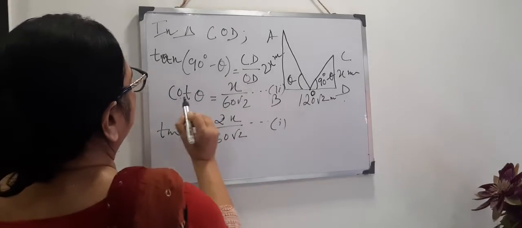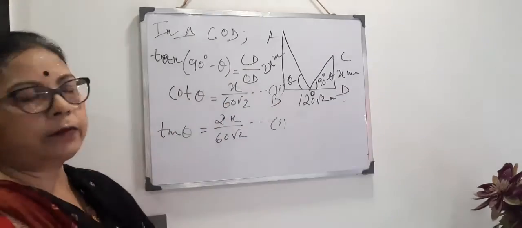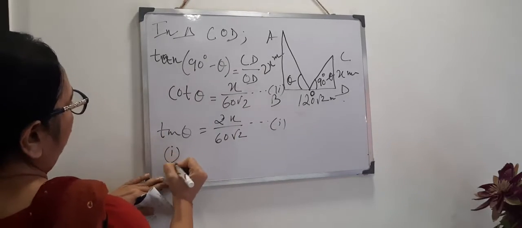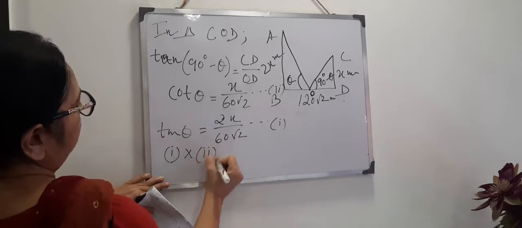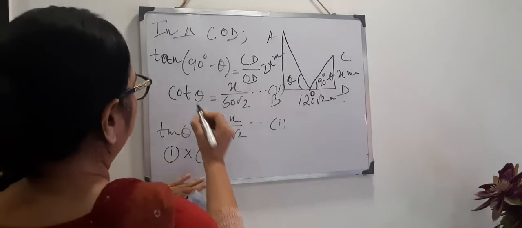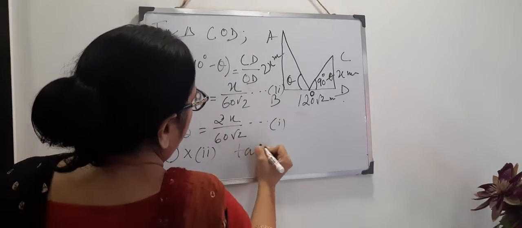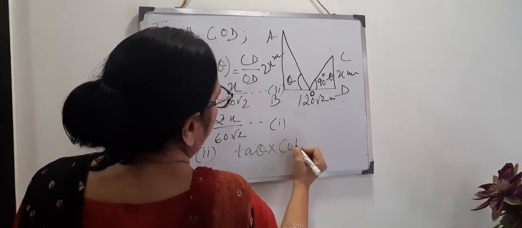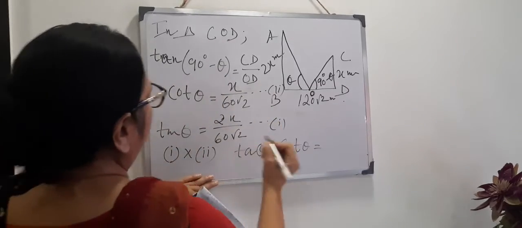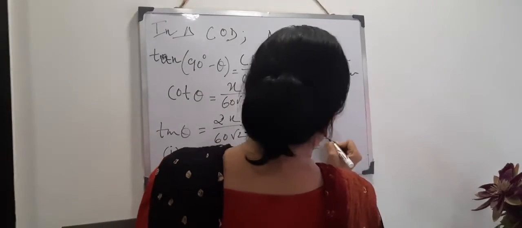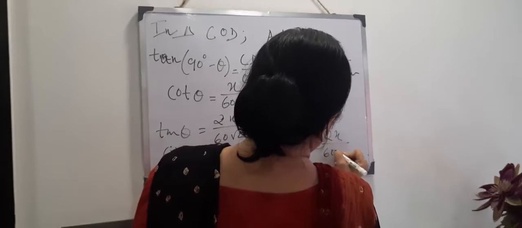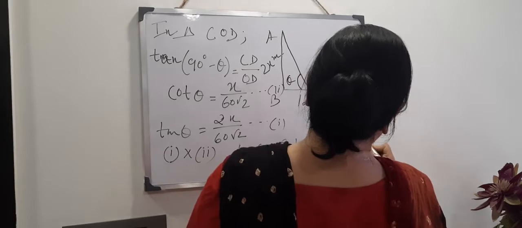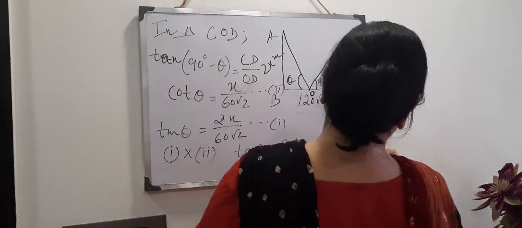And equation number 2, cot theta equals x by 60 root 2. Now we'll multiply equation 1 and equation 2. By multiplying equation 1 and 2, what are we getting? Left hand side tan theta into cot theta, and right hand side what is coming? 2x by 60 root 2 into x by 60 root 2.